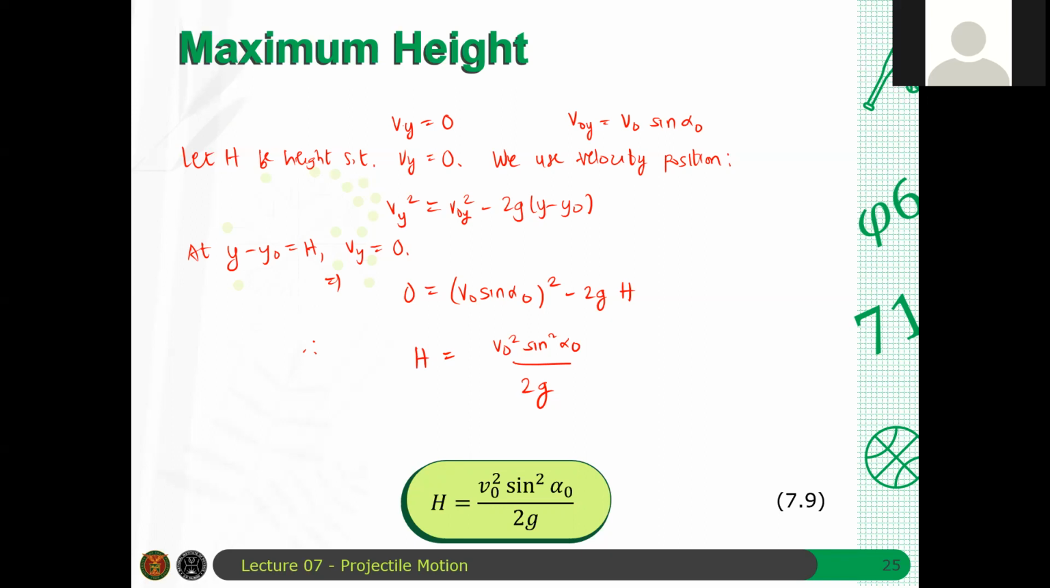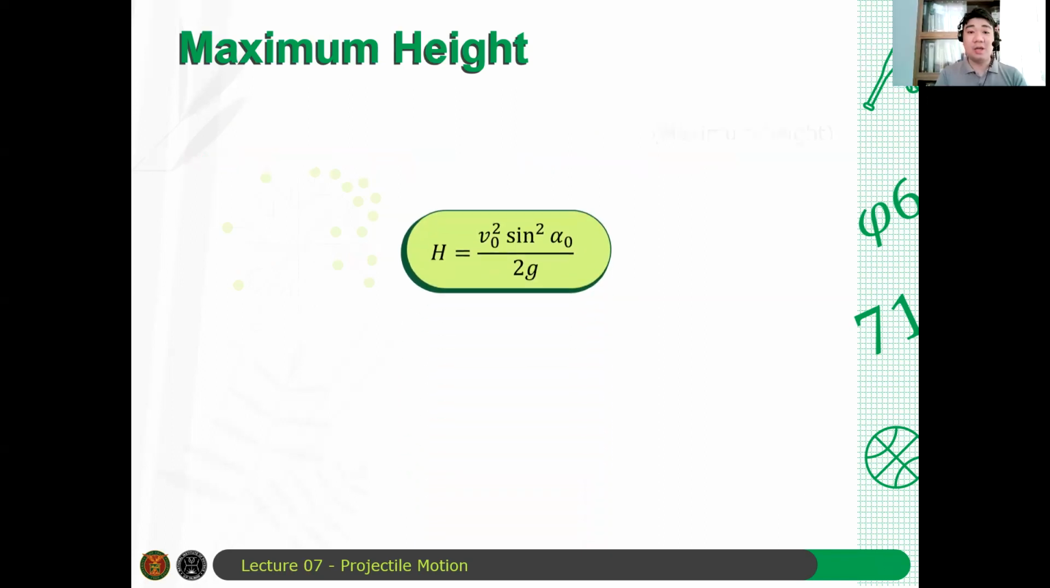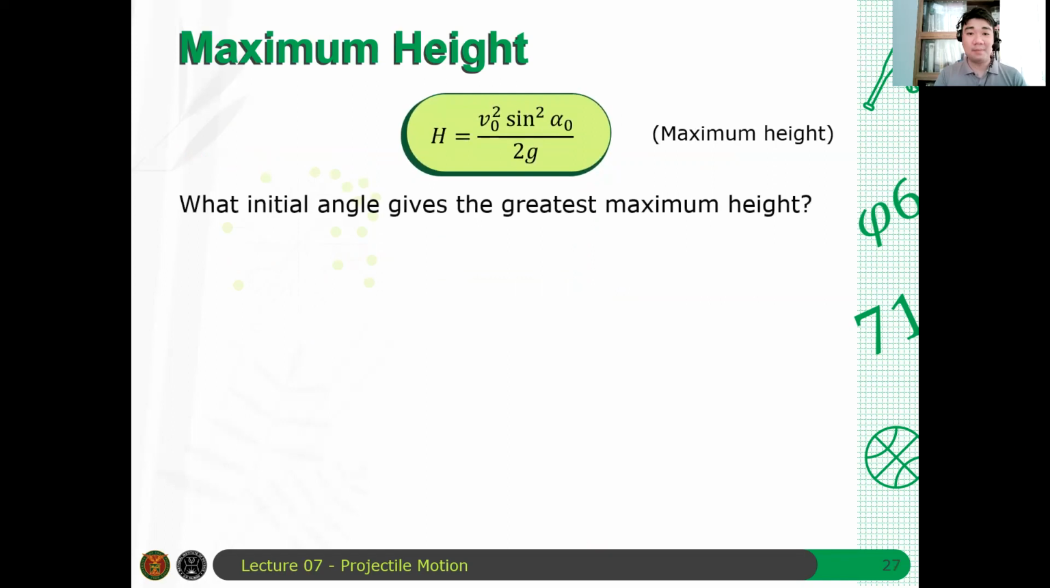Now, that's the first expression that we want. So, the maximum height, the question now is what initial angle gives the greatest maximum height? Kailan nagma-maximum yung height mo? At what angle? It will be maximum, yung V naught hindi mo mababago yan. Yung g, of course, hindi yan nagbabago unless nung lumipat ka ng planeta. But the only one that can change is your angle alpha naught. Therefore, what angle will give us the maximum height?